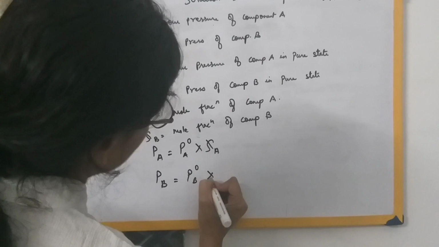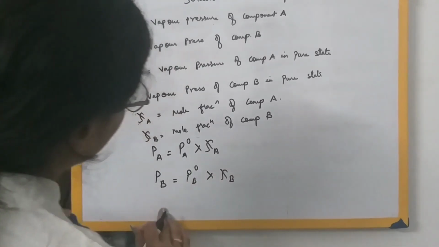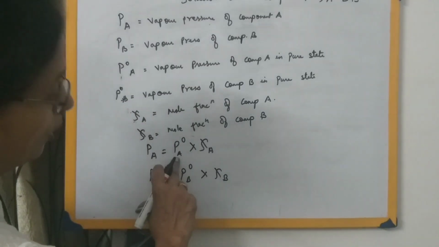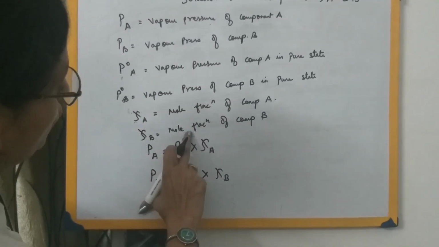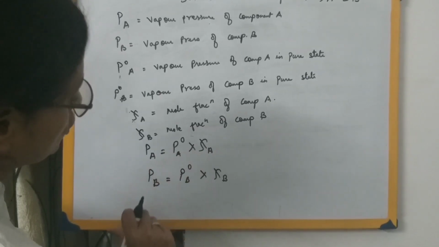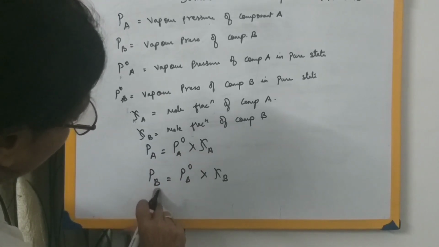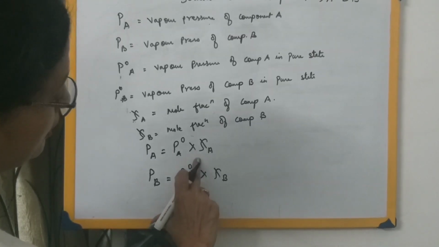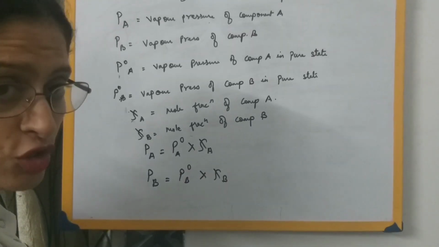P0B into chi B. I repeat once again, that is vapor pressure due to A is equal to the vapor pressure of the component A when it is in the pure state, and the product into the mole fraction of A, and vapor pressure of B is equal to the product of vapor pressure of B when it is in the pure state and mole fraction of B.